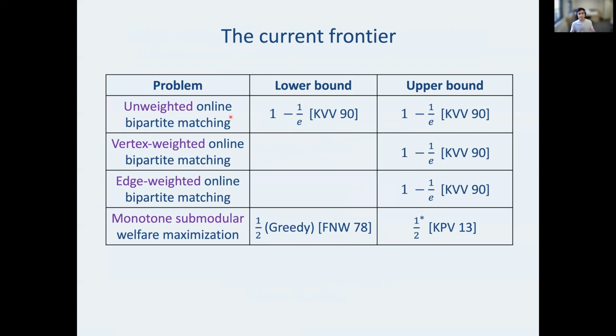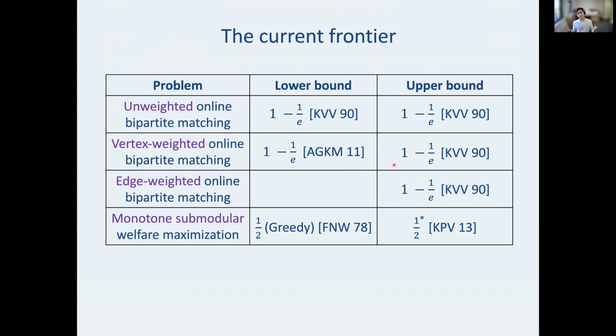Work on these online matching problems was really sparked in 1990 by a seminal work of Karp, Vazirani, and Vazirani, which gave a 1 minus 1 over e competitive algorithm for the unweighted version of this problem. And they also gave a matching upper bound saying that no algorithm can do better than 1 minus 1 over e. And this upper bound is still the best known upper bound for both the vertex weighted and edge weighted versions of the problem. More recently, for the vertex weighted version of the problem, a 1 minus 1 over e algorithm was given, completely closing the book on the vertex weighted version.